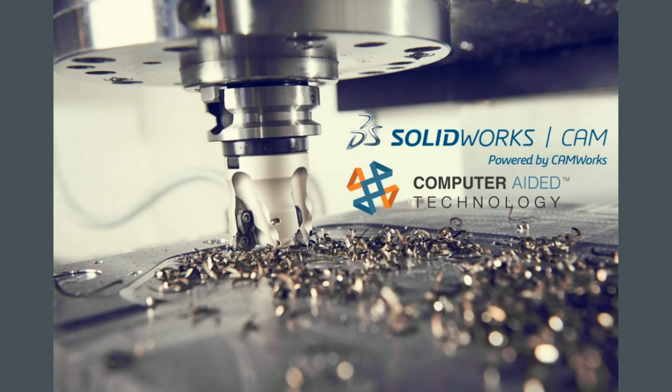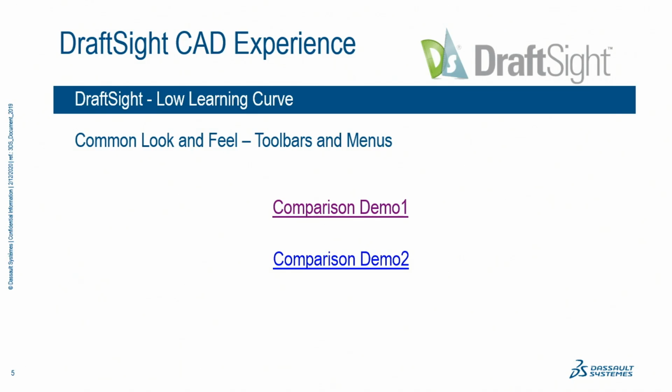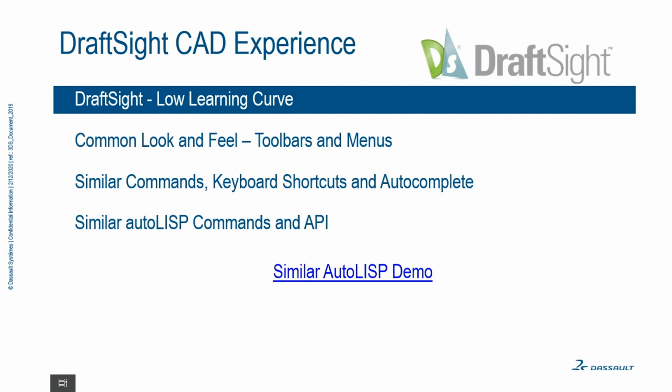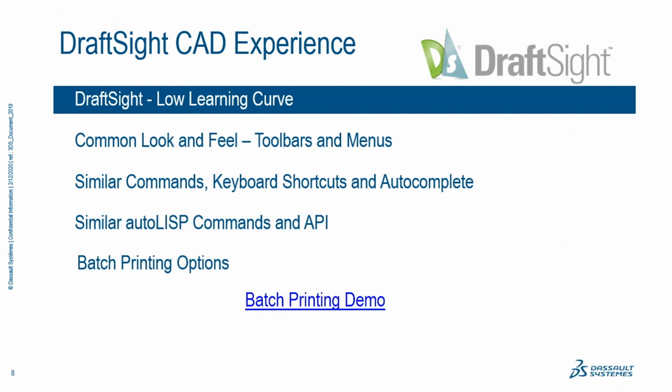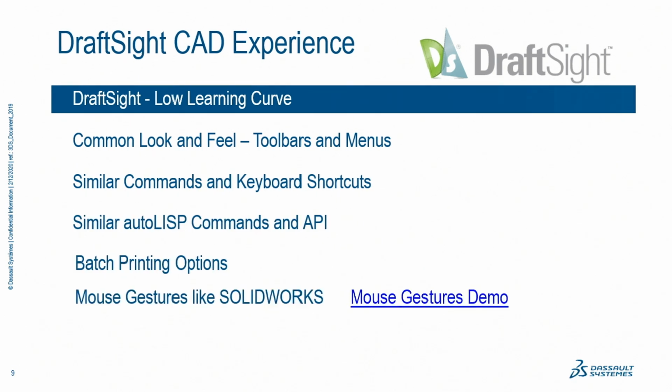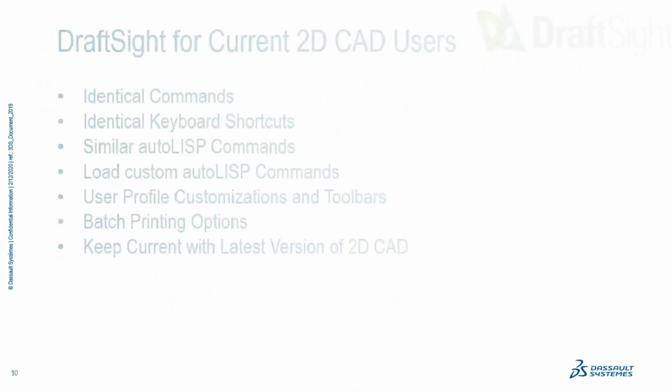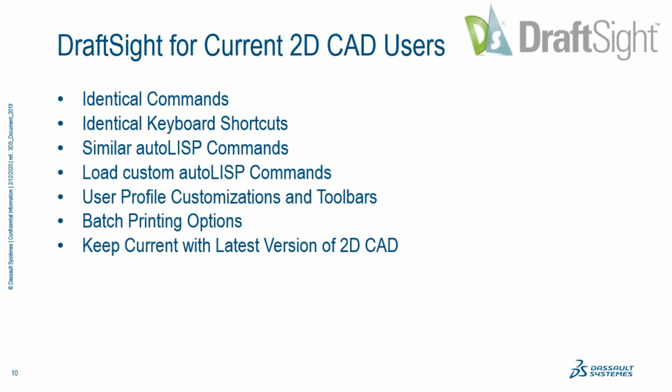That's kind of what the comparison demo video showed, but I don't want to bore you with videos either. So we have lists that we can use. We'll get into these here in a minute. Okay. So what's identical is there's identical commands, there's identical keyboard shortcuts. You know, of course, there's similar AutoLISP commands. You don't get the LISP commands until you're in the Pro.